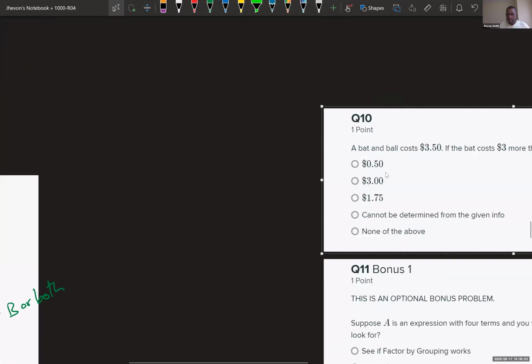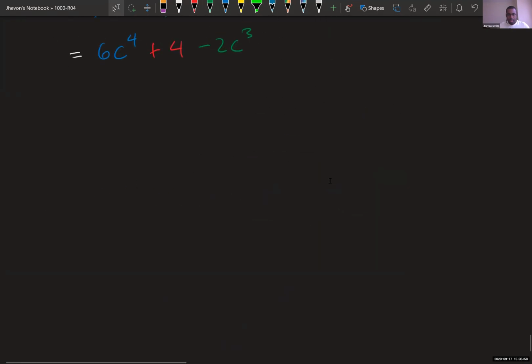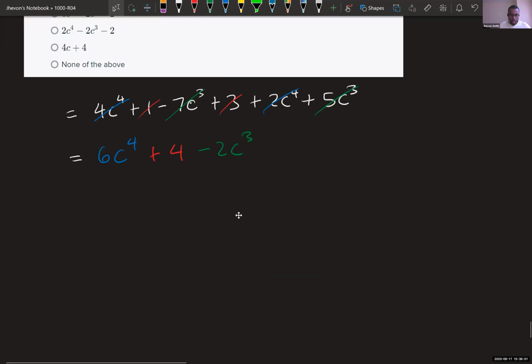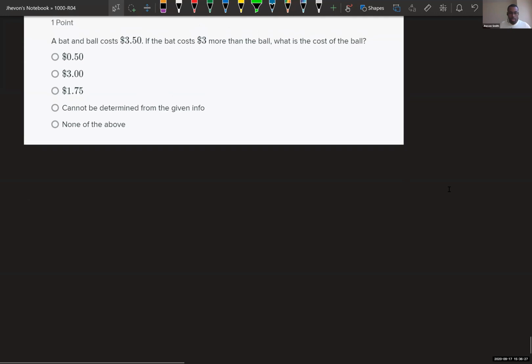Okay, so problem 10 was just a general algebra problem, just to see how you guys are reasoning. It wasn't meant to be difficult or anything, just meant to get you guys to think algebraically and think in terms of principles. So a bat and a ball costs $3.50. If the bat costs $3 more than the ball, what is the cost of the ball? First, you have to set up a system of equations. x plus y equals 3.5 for the cost of the bat and the ball.